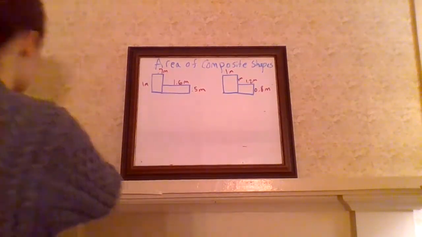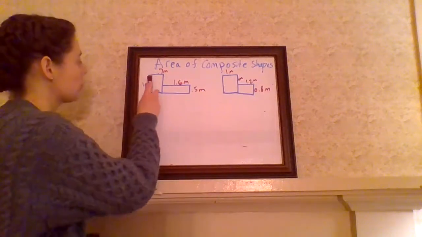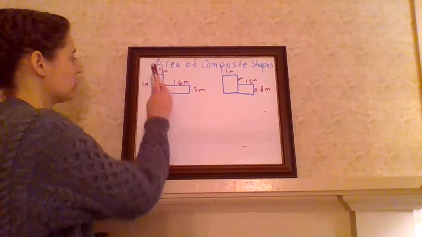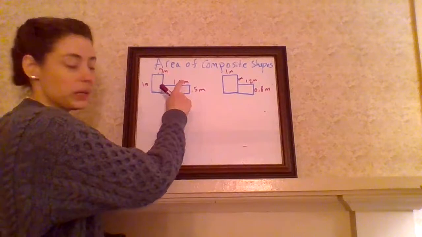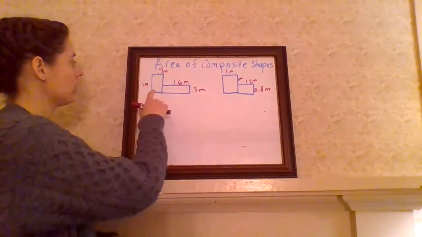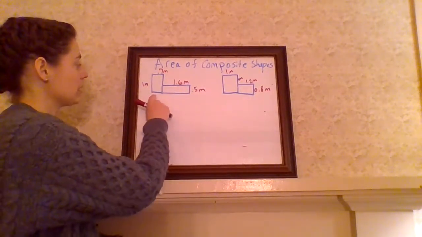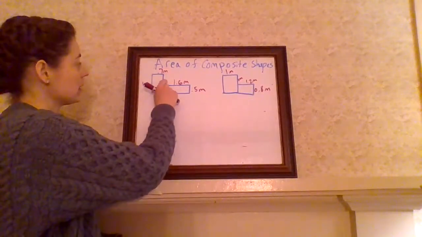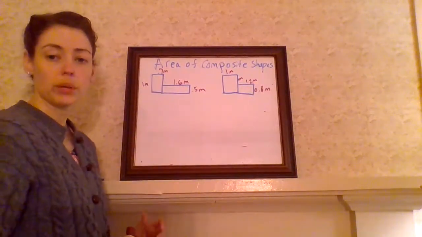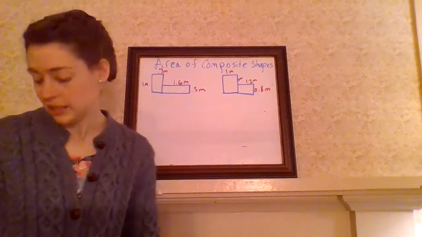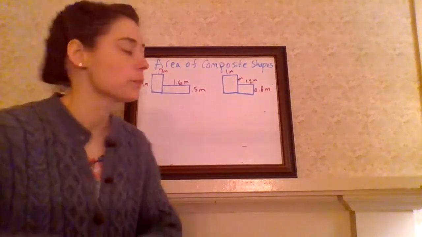So let's look at it. What if we are told, okay, this is 1 meter, that's 0.7 meters, this is 1.6 meters, and this is 0.5 meters. Well, what are we missing? We're missing this side, and we're missing this side. We don't necessarily need to know those parts, but let's find them in case we do.